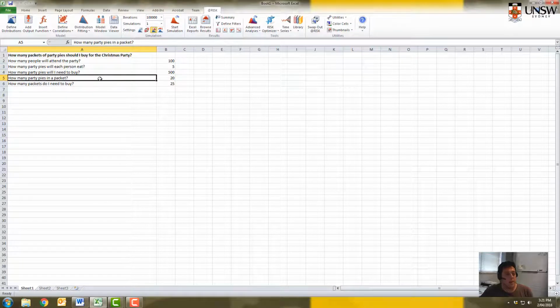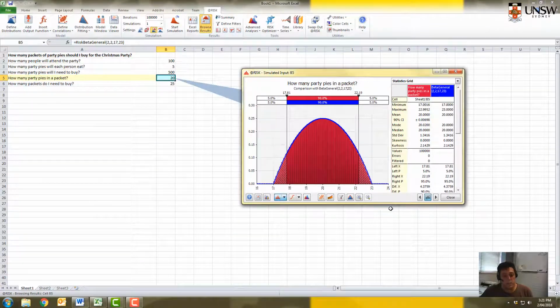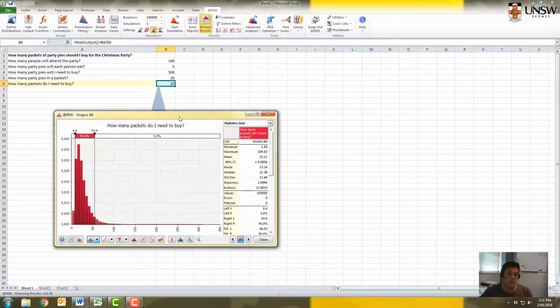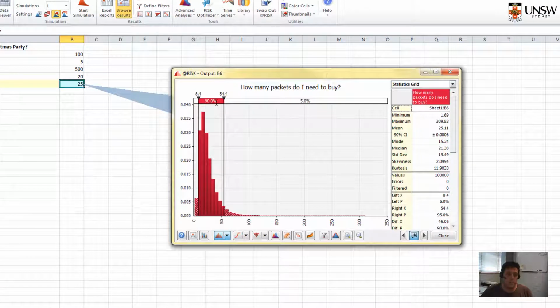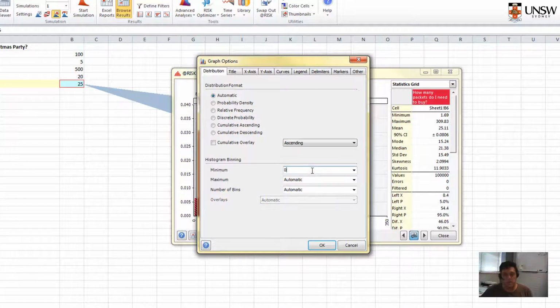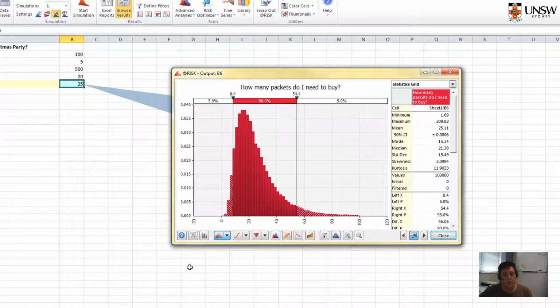Okay, the number of party pies in a packet. We can browse the results. Again, it's as we set up with that beta general distribution, so there are no surprises there. Finally, the number that we really are looking to calculate is the number of packets that I need to buy. So again, browse the results. I'll just change the view so that we can see a reasonable range from about the 5th to 95th percentile. So I might look at a range from 0 to 100. It would probably be a more insightful range to look at. And so I'll set that at 0, the maximum histogram binning up to 100. Okay, and I get an indication of the number of packets that I need to buy.